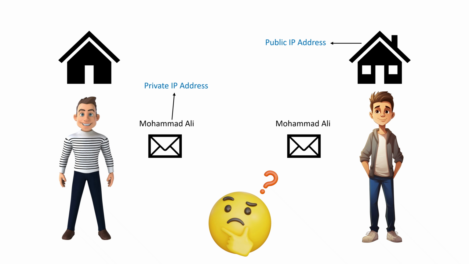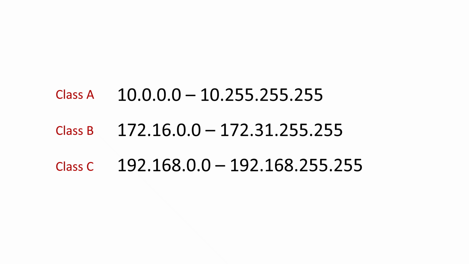There are 3 private IPv4 ranges. One starts from 10.0.0.0 up to 10.255.255.255, and the other one starts from 172.16.0.0 up to 172.31.255.255, and 192.168.0.0 up to 192.168.255.255. Together, they give us around 17 million private IP addresses. The rest are either public or reserved.